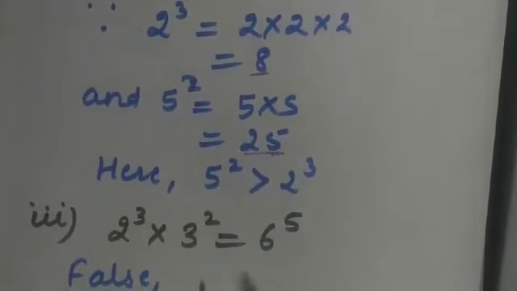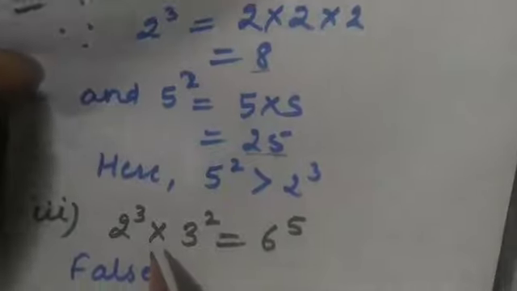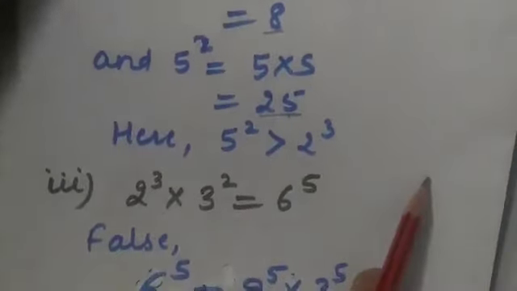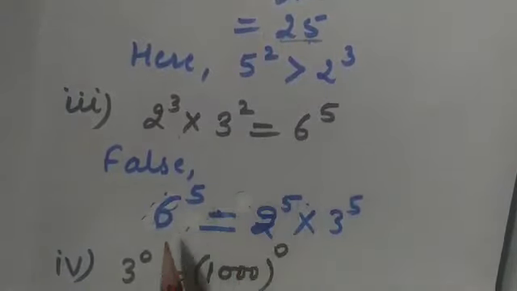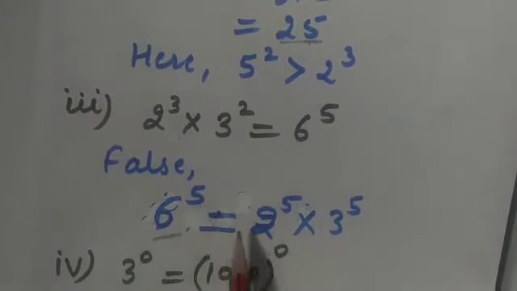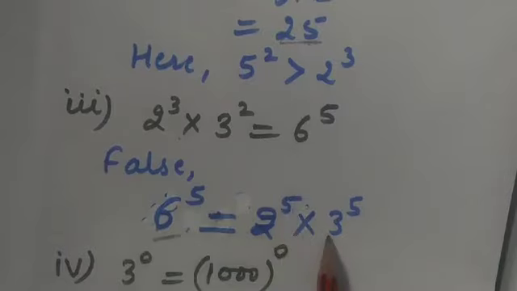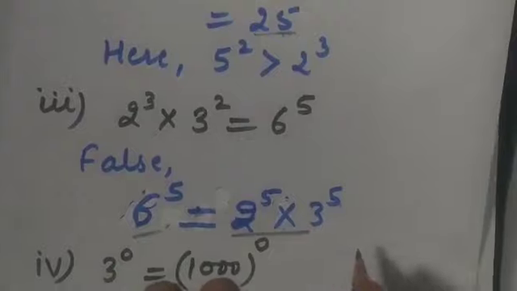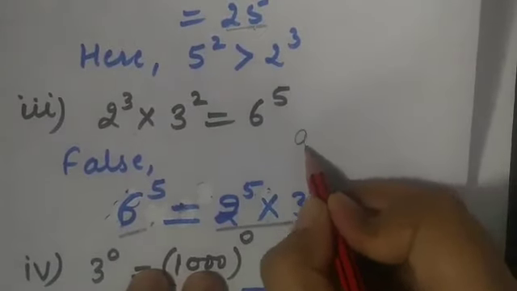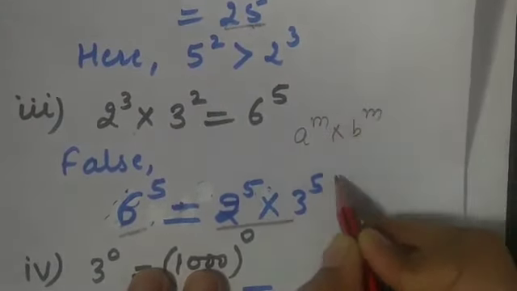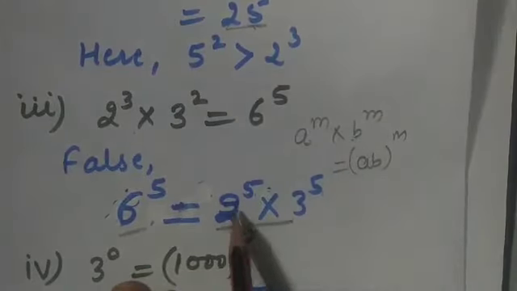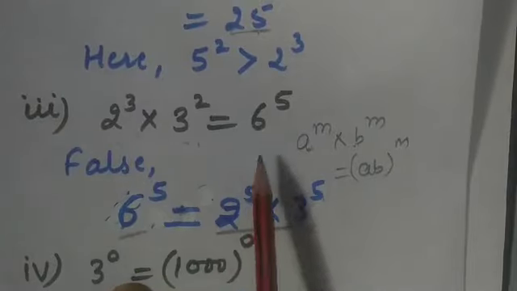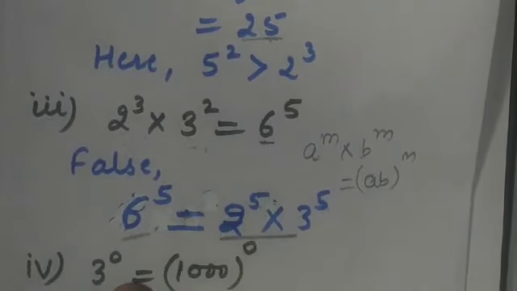Come to the third part. In the third part, we have 2 raised to the power 3 into 3 raised to the power 2 is equal to 6 raised to the power 5. This is also false because 6 raised to the power 5 is equal to 2 raised to the power 5 into 3 raised to the power 5. Because here I have applied a raised to the power m into b raised to the power m is equal to ab raised to the power m, meaning these bases get multiplied. So these bases get multiplied to get the 6. So this is also false.